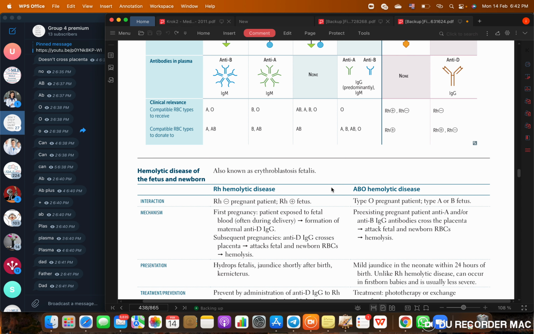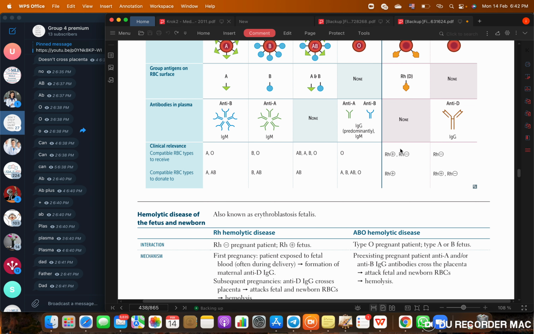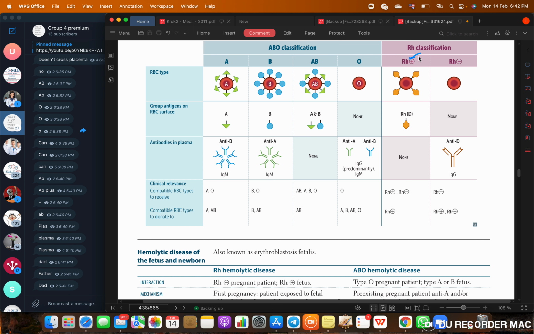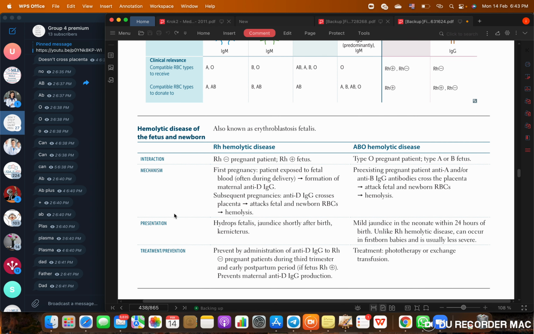But now, after exposure to the RhD from her son, the positive boy, she is going to make an antibody against it for the future. This time he passes through, but the second time, we'll have a problem. So in a subsequent pregnancy, we'll have an anti-D IgG crossing the placenta. Why? Because it's an IgG, a much smaller antibody. And it can attack the fetal and newborn RBCs, which leads to hemolysis.